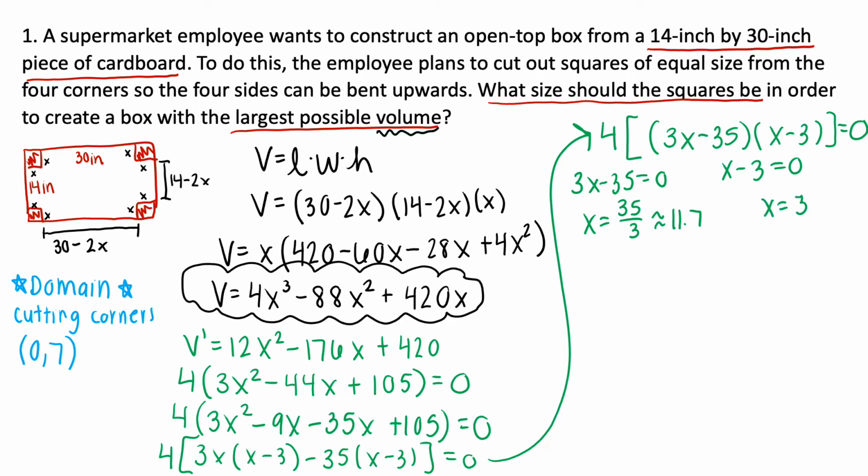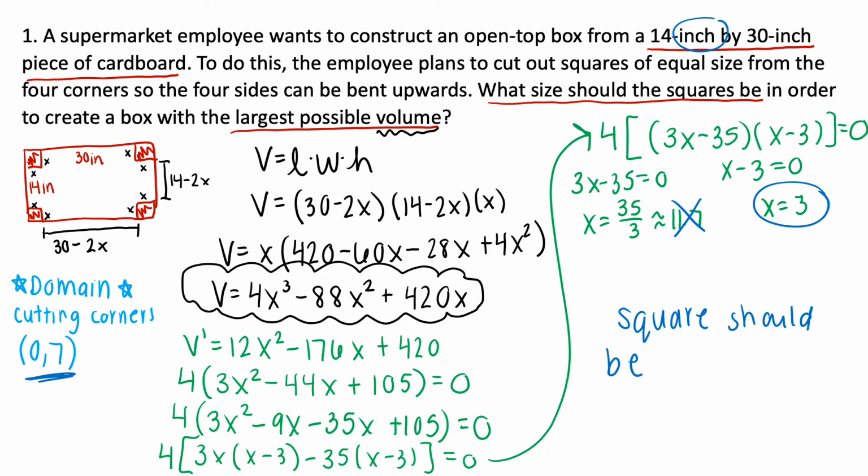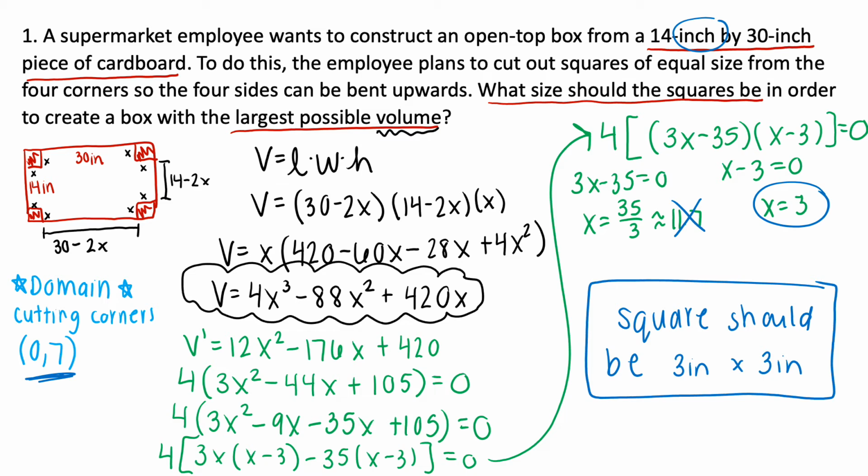This is why it was important to identify our domain earlier, because 11.7 is actually not in our domain. We cannot cut that much off of each side. So we're going to go with x equals 3. So the question says, what size should the squares be? So our squares should be, and we are measuring here in inches, so 3 inches by 3 inches in order to maximize the volume of our open box, of our open top box.